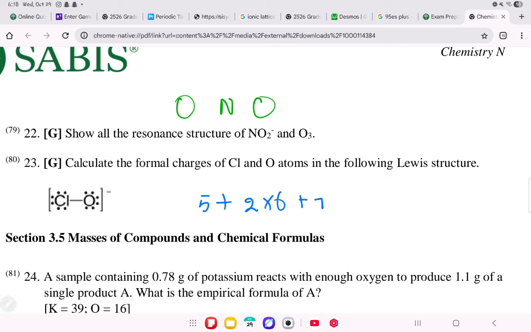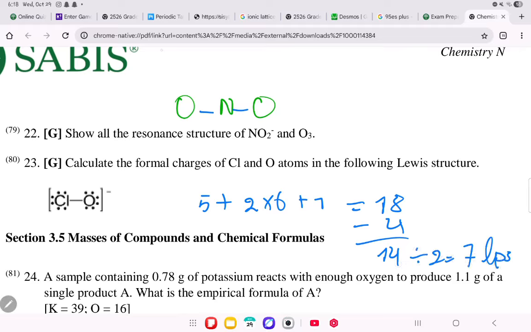Now, you give a single bond to each, so that's minus 2 times 2, which is 4. So that's going to leave us with 14 divided by 2. That's going to be 7 lone pairs. So we have 1, 2, 3, 4, 5, 6, and then 7 over here. Now this completes the octet, this completes the octet. The central atom does not complete the octet.